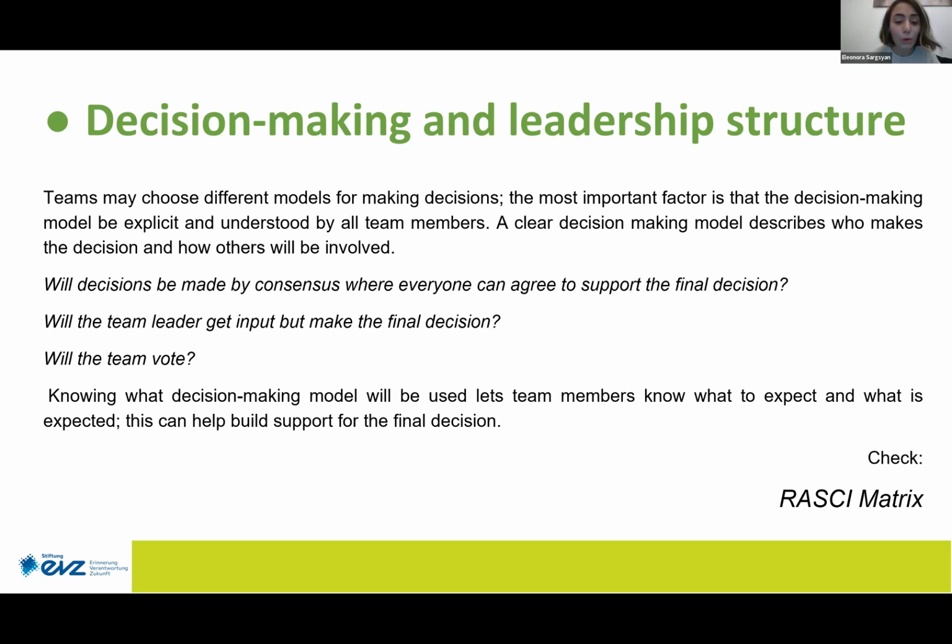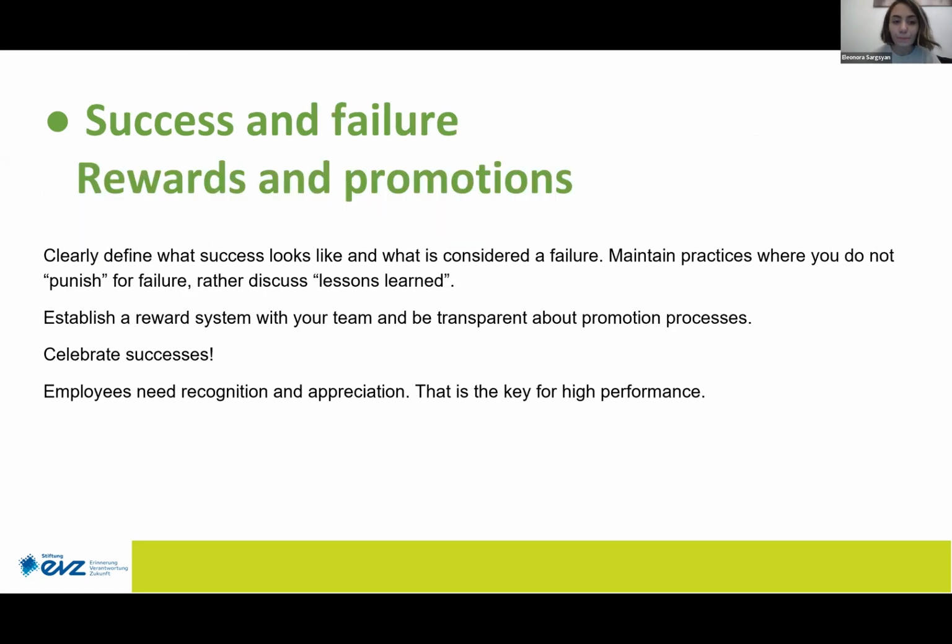This can help build support for the final decision. And for this point, I'd suggest you check the RASCI matrix, which is about responsibility assignment. It can give you some tips about what kinds of decision-making involvement there are, such as consulting, informing, reporting, or asking, different kinds. So if you have a look at this later in this training, it will make this clear.